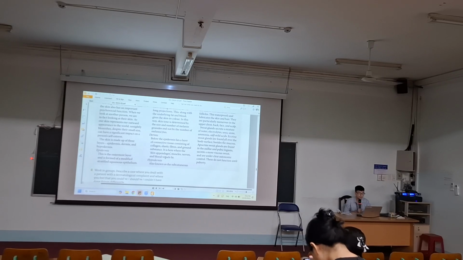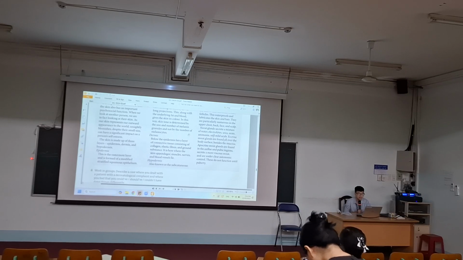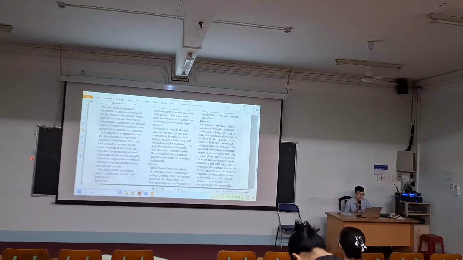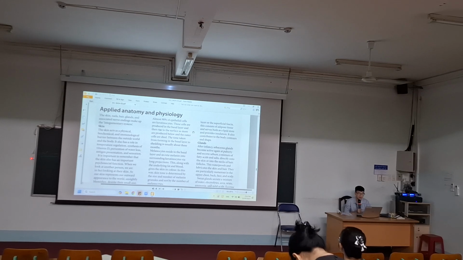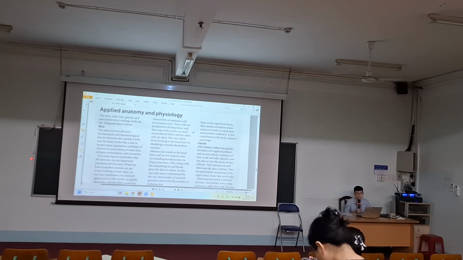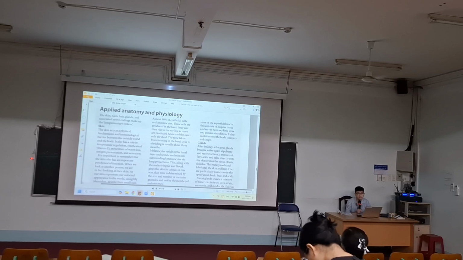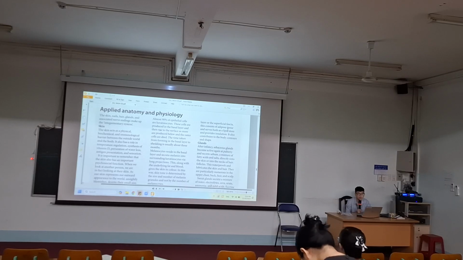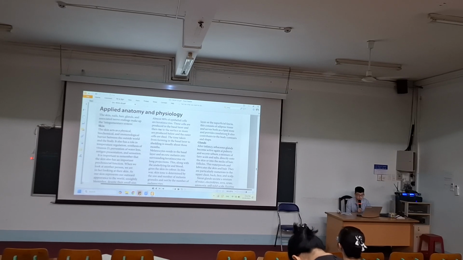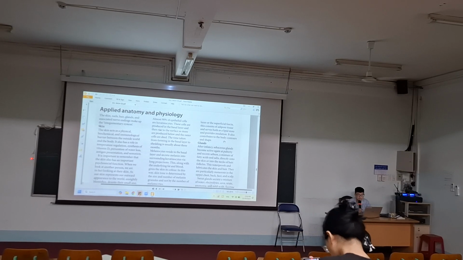Next one, the lowest layer of the skin, hypodermis, also known as the subcutaneous layer, or superficial fascia. This consists of adipose tissue that serves both as a lipid store and provides insulation. It also contributes to the body contour and shape.